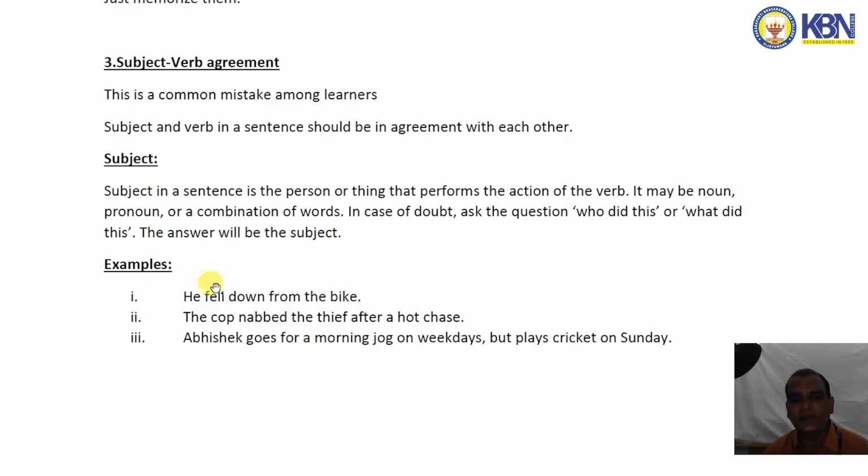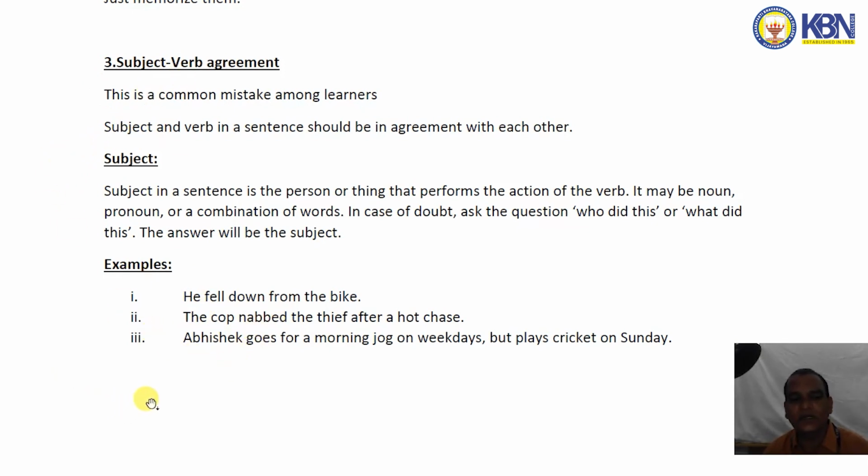Let us see the examples. He fell down from the bike. Here the subject is he. Fell is the verb. In the next sentence, the cop nabbed the thief after a hot chase. Here what is subject? The cop is the subject. Then what is verb? Nabbed is the verb.